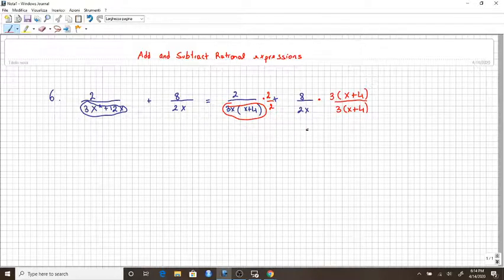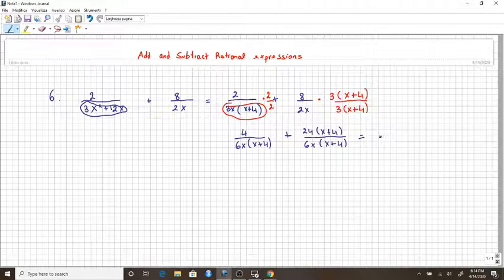So, do I have the same denominator now? Well, let's see. This becomes 2 times 2, which is 4, and then this 3x times 2 becomes 6x times x plus 4, and then I have a plus, well, this becomes 8 times 3, which is 24 times x plus 4, and then the denominator is 2x times 3, which is 6x times x plus 4. So now the two denominators are the same, so I can rewrite this in terms of a single denominator, which is 6x times x plus 4.